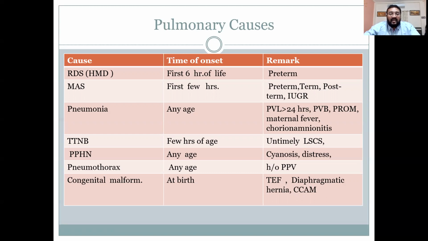Congenital malformation of the lung can also present with respiratory distress, and the common causes are tracheoesophageal fistula, congenital diaphragmatic hernia, congenital cystic adenomatoid malformation of the lungs.